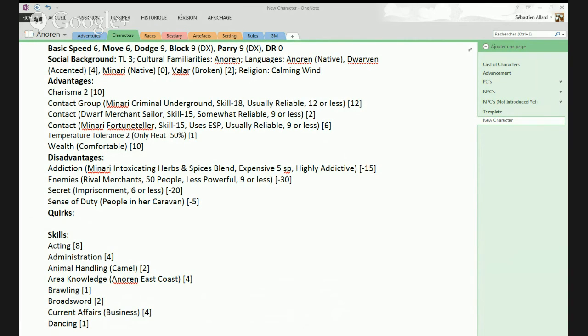So our quirks. Quirks are little -1 things that give flavor and personality to your characters. Most of the time they are small disads. And the role play of your character will come mostly from these little quirks, these little tiny details you add to your character.